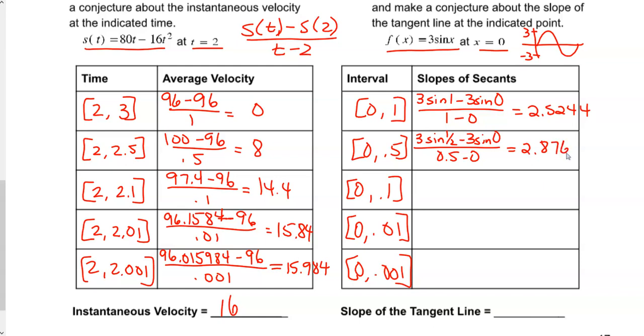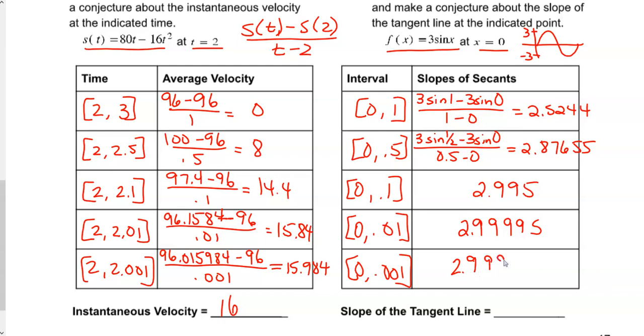And you keep doing that. I'm not going to waste the time to write the 3 sine of 0.1 minus 3 sine of 0 over 0.1 minus 0. I'm just going to give you those values. This becomes 2.995. This slope of its secant becomes 2.99995, so 4 9s and a 5. And then when I computed this one here at 0.001, the one closest to 0, I get 2.999999, and then I just put a dot, dot, dot.